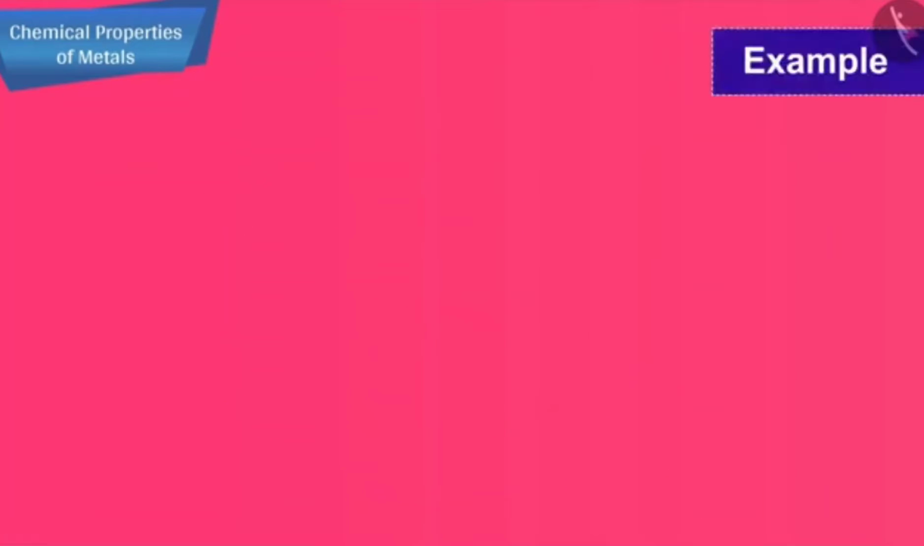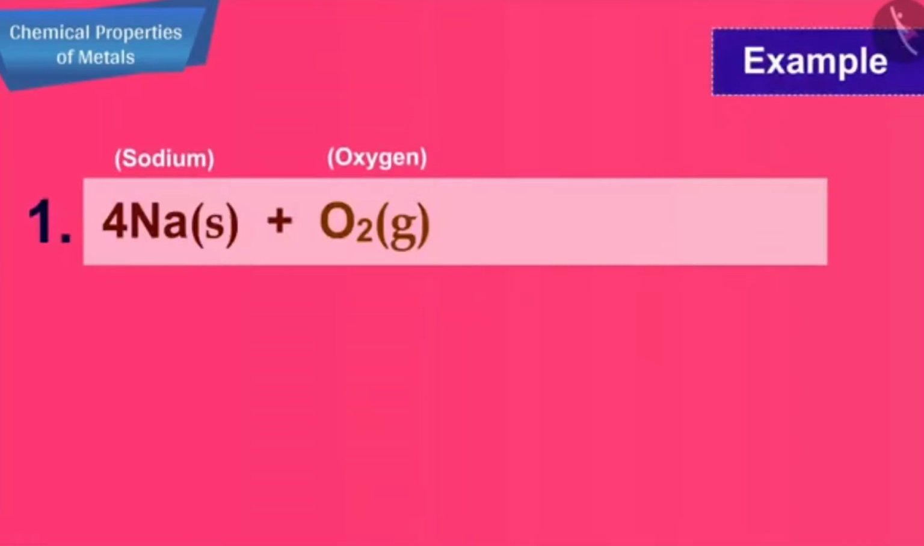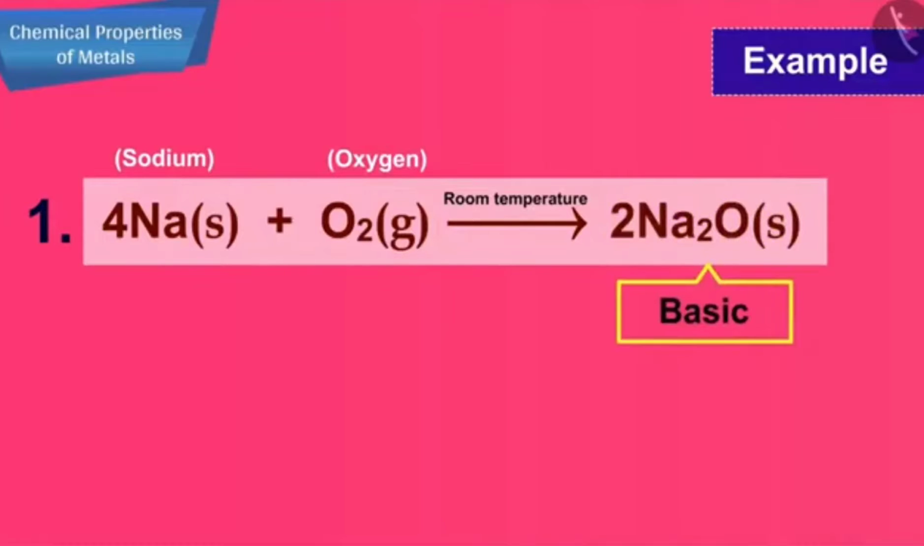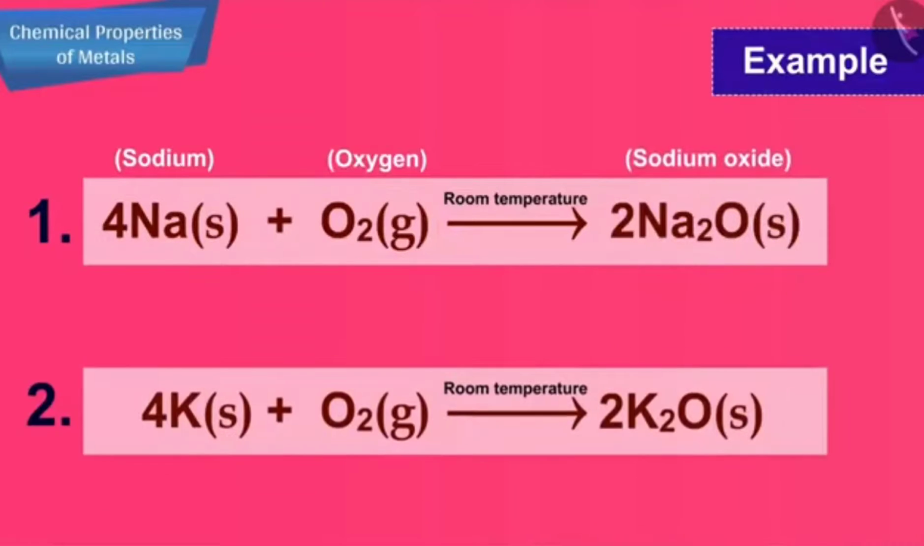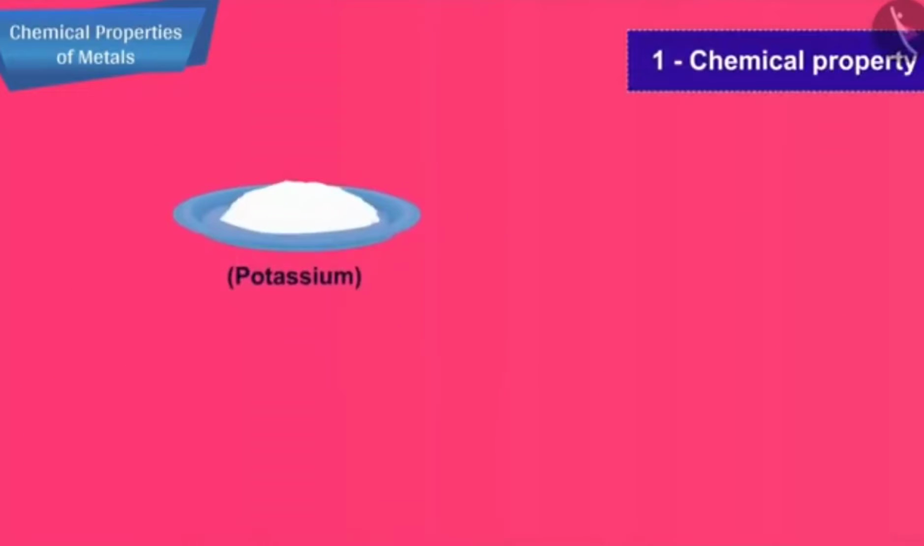For example, 1. Sodium metal reacts with the oxygen of air at room temperature to form basic oxide called sodium oxide. 2. Potassium metal also reacts with oxygen of air at room temperature to form basic oxide, potassium oxide, K2O. There is also an interesting fact about these metals.